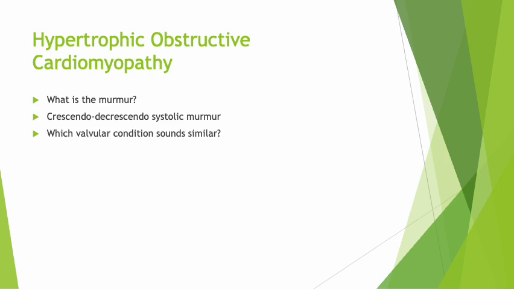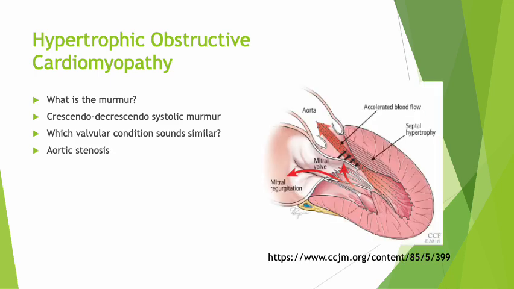And I just mentioned that this is going to be a condition where blood is having trouble moving from the left ventricle to the aorta. So aortic stenosis is actually going to be a pretty similar sounding murmur. And this is how the test might get you, is that they're both going to be crescendo-decrescendo systolic murmurs. And this picture here is just visualizing what we're actually looking at when you have hypertrophic obstructive cardiomyopathy. And you can see it actually looks kind of similar in a way to aortic stenosis, where the blood in that left ventricle is having to move through a smaller opening to move to the aorta.